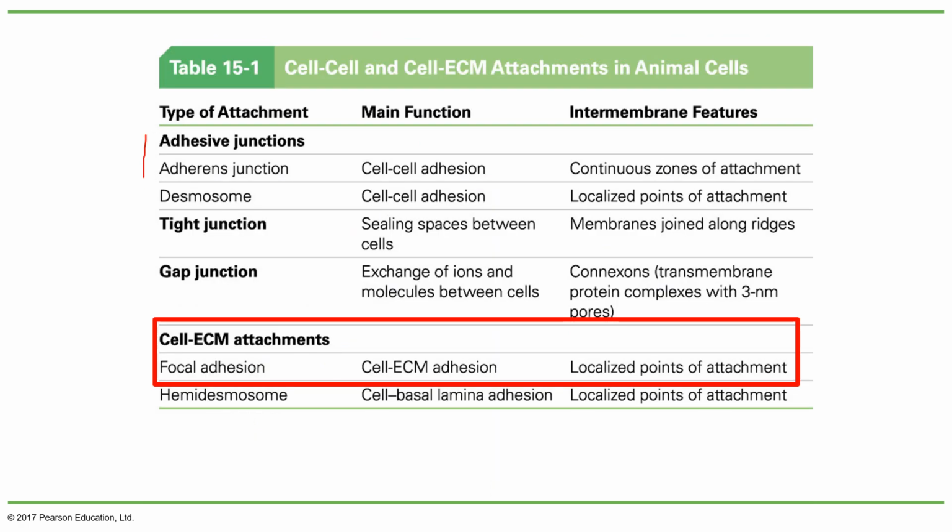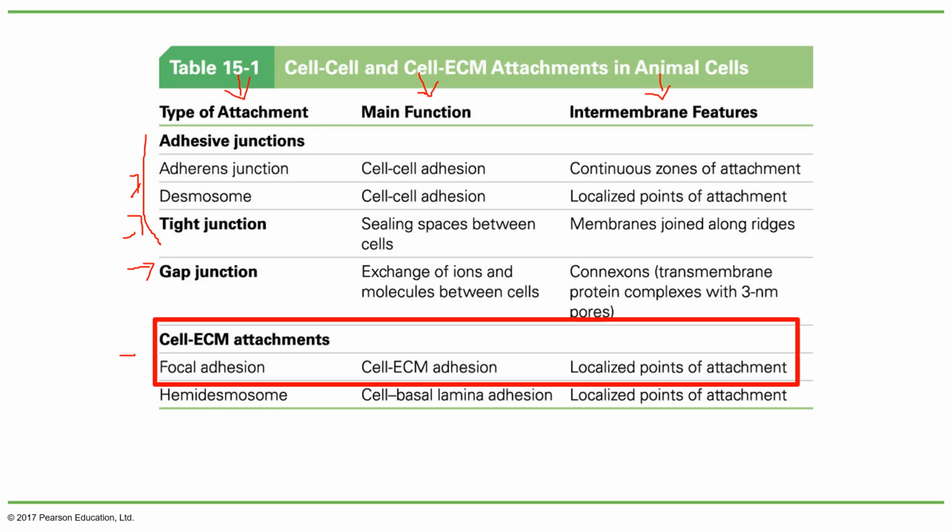Okay, so here you find a table that summarizes the different types of attachment, the main function, and the intermembrane features. So this is just for some of you, you just have to memorize and remember some of these things. Some of these were in the previous quiz. Yeah, pretty easy.